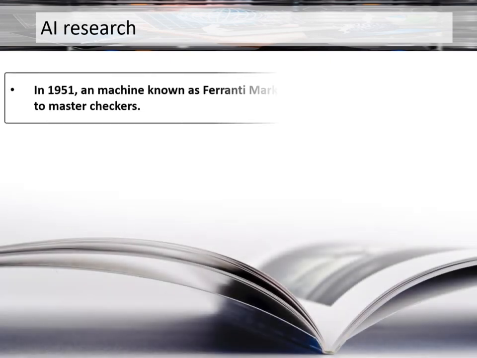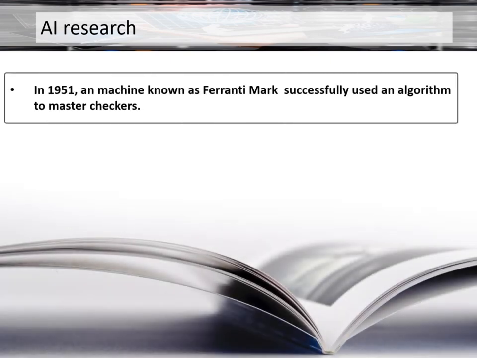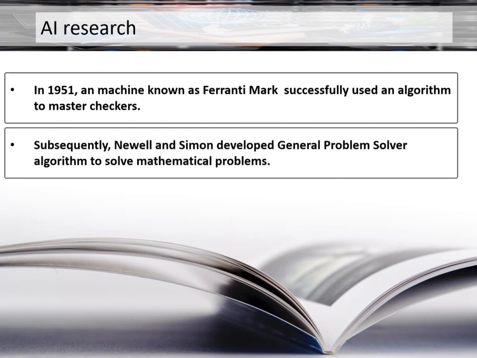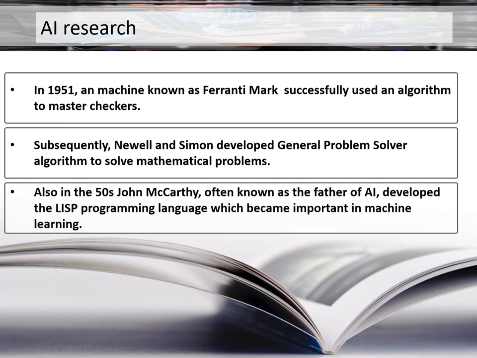AI research. In 1951, a machine known as Ferranti Mark successfully used an algorithm to master checkers. Subsequently, Newell and Simon developed the General Problem Solver algorithm to solve mathematical problems. Also in the 50s, John McCarthy, often known as the father of AI, developed the LISP programming language, which became important in machine learning.